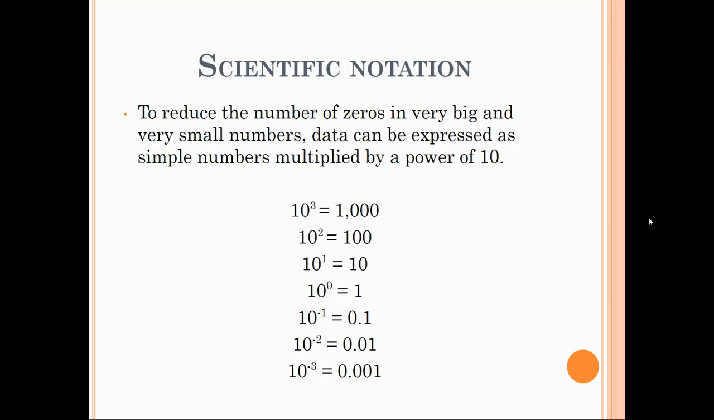All right, so scientific notation is what scientists use to reduce the number of zeros in very big or very small numbers. The data can be expressed as simple numbers multiplied by a power of 10. So again, this is going to go back to finding the decimal, and either moving your decimal left or right. You move the decimal left to get rid of zeros, it's going to be a positive exponent. If you move the decimal right to get rid of zeros, then it's going to be a negative exponent.